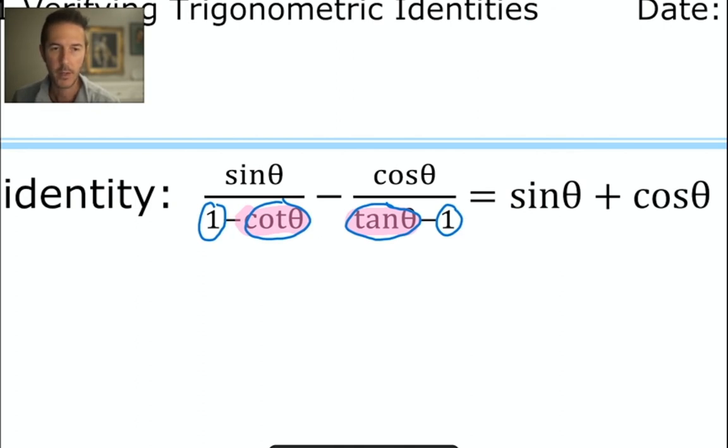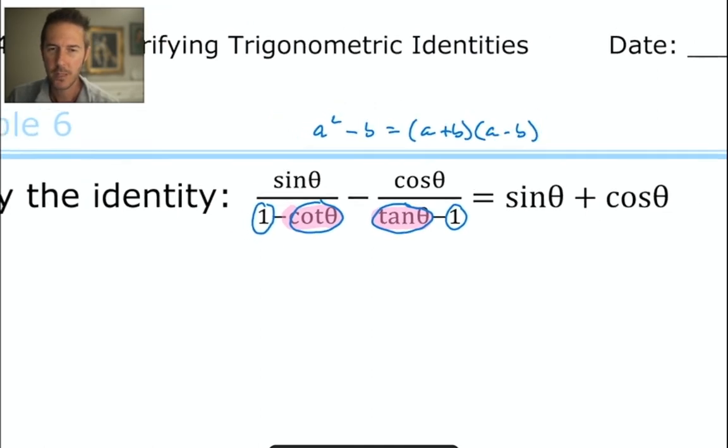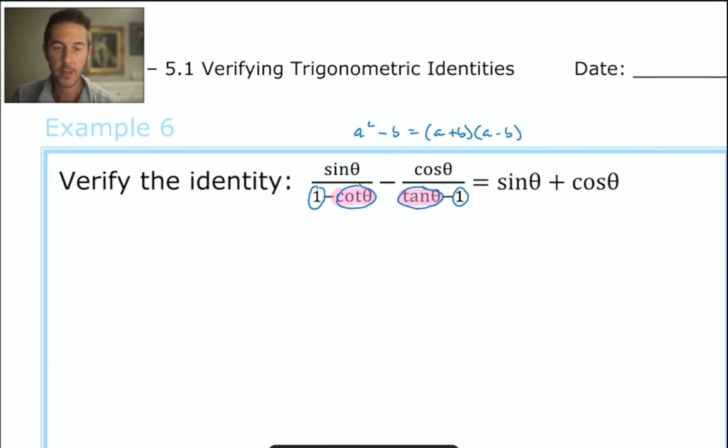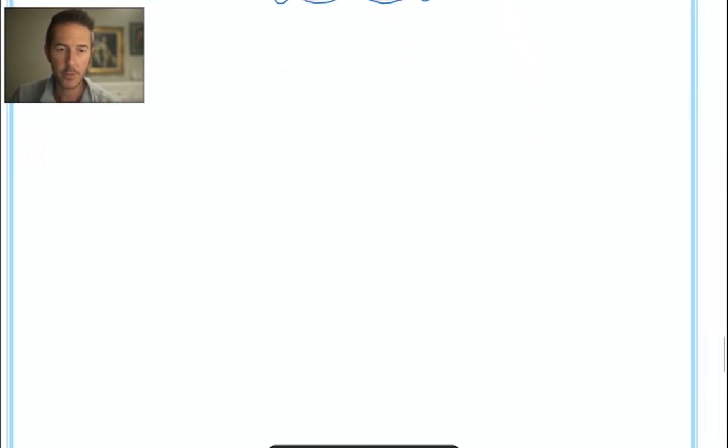And I can't say for sure whether or not this is going to be helpful to you, but remember that a squared minus b squared factors to equal a plus b times a minus b. That's a difference of squares. I don't know if it's going to help you, but just glancing at it, I think it might. All right, so try that one out. The left-hand side should end up equaling the right-hand side if you do it correctly.